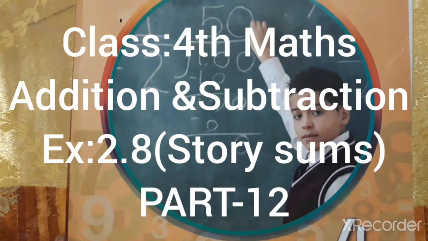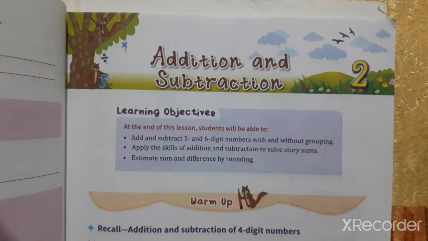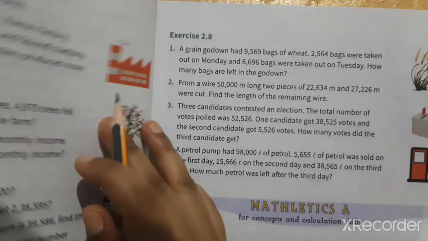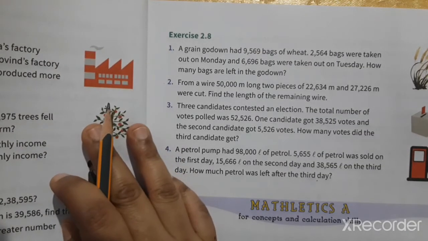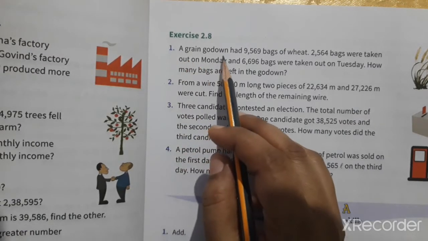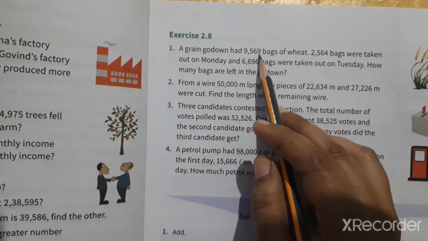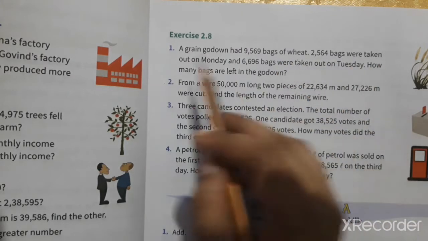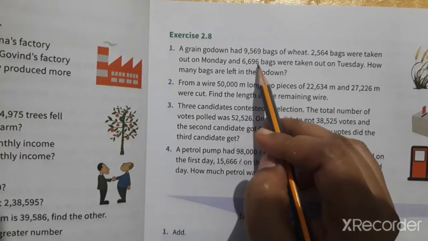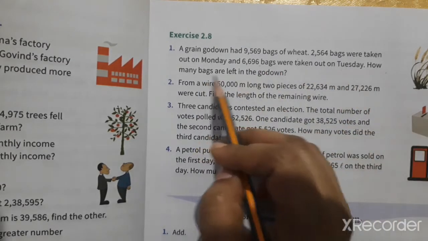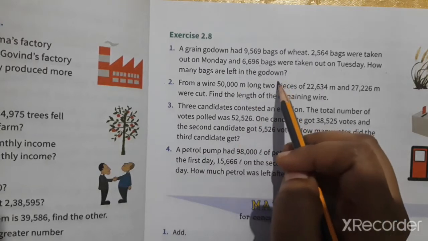Children, this is 4th standard maths, chapter Addition and Subtraction. Page number is 33, exercise 2.8. This is the last exercise in this chapter. A grain garden had 9,569 bags of wheat. 2,564 bags were taken out on Monday and 6,696 bags were taken out on Tuesday. How many bags are left in the garden?